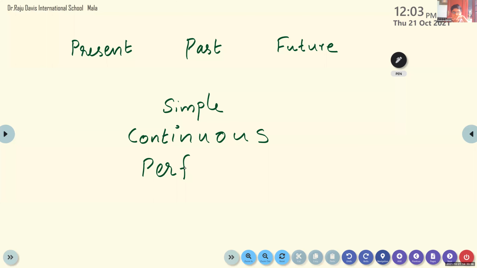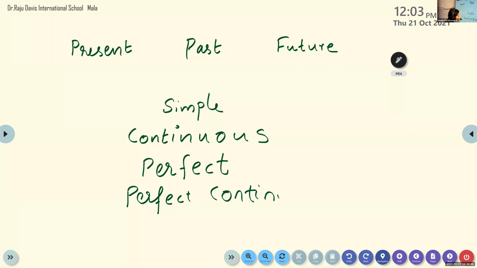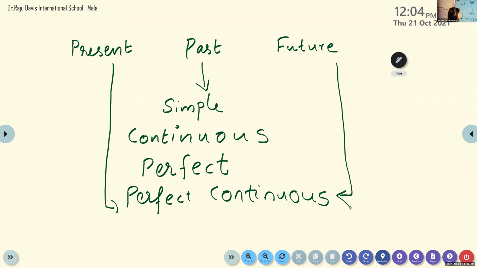Perfect. And the last one is perfect continuous. So under present tense you have these four forms, under past tense you have these four forms, and also under future tense you have four forms. So 4 + 4 + 4 is equal to 12 tense forms.